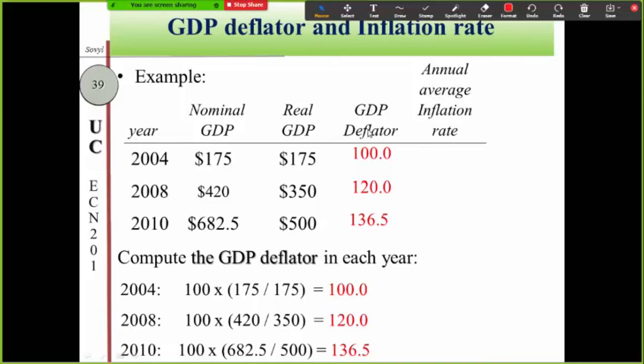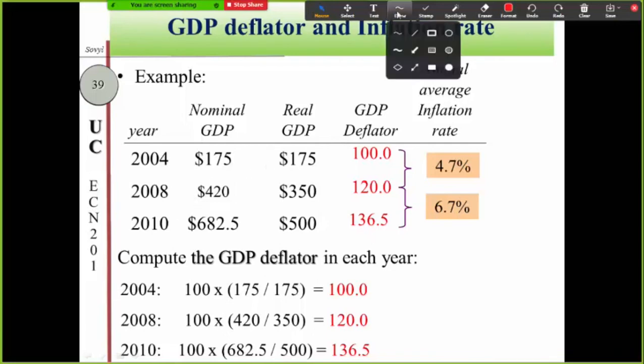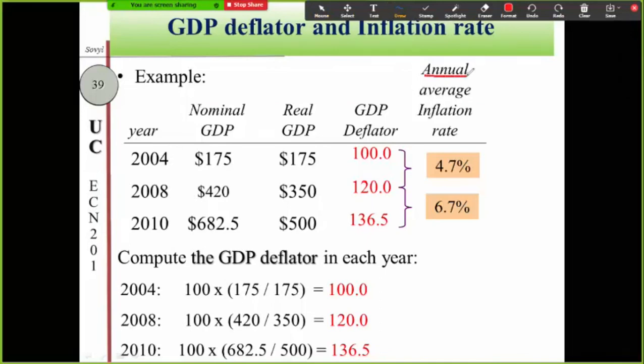The growth rate of GDP deflator is the inflation rate. So 4.7, 6.7. What does it mean, 4.7 from 2004 to 2008, and 6.7 from 2008 to 2010? Because this is annual, I say only the annual here. Annual means per year.